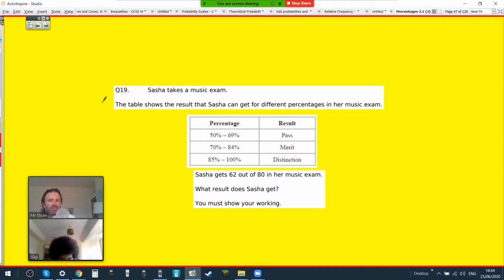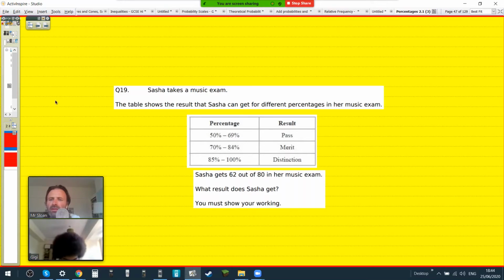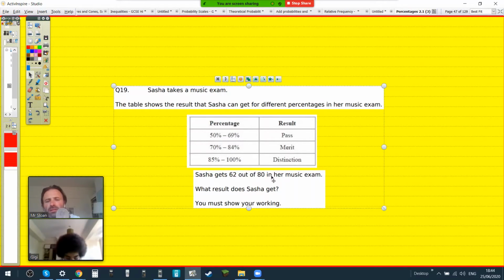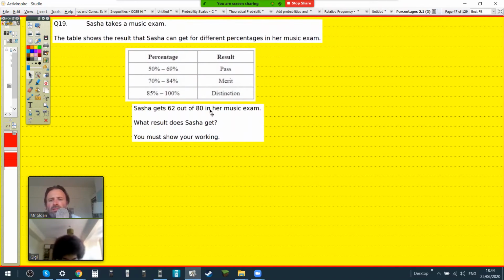I think I'm a bit stuck on this one. So what did you try for this one? Well, I tried to times 80 by 5 to get 400 and then divide it by 4 to get 100 and do the same to 62. So that'll work, I think.